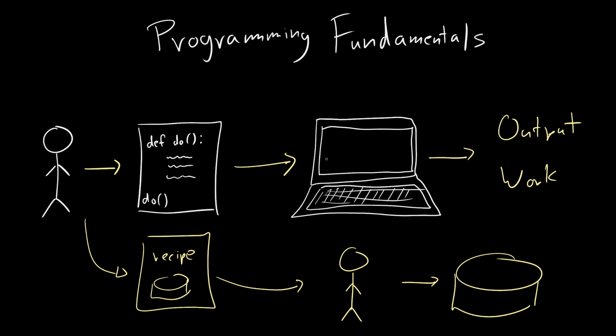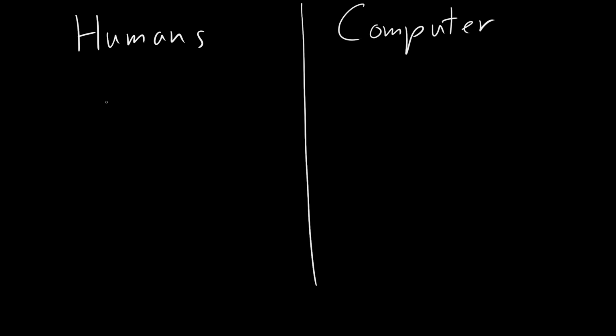Well, why do we care about computers? Why do we want computers to do things for us? Well, humans and computers are very different, right? So for example, a very good example: if you ask a computer to do 1,000 tasks, the computer will do the same thing 1,000 times, exactly the same way you told it to do, right?